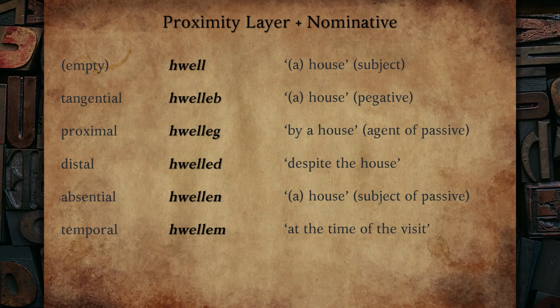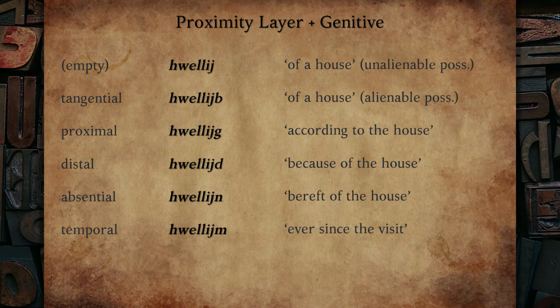So, we still have 5 cases to go, and I'm not going to go through them as detailed as through the nominative. So just to those that are a bit less self-explanatory, I'm going to say a few words. Let's start with the genitive. So here we have the unalienable possessive in the empty proximity and the alienable possessive in the tangential proximity.